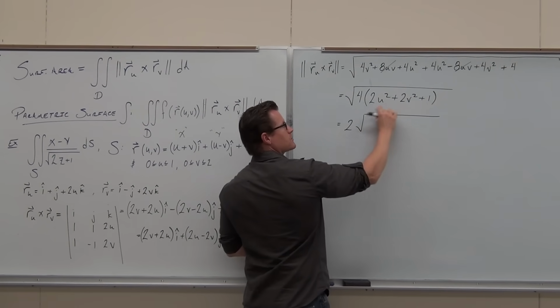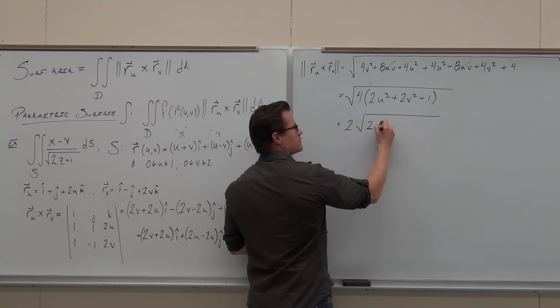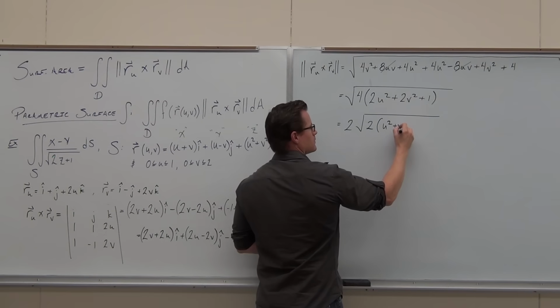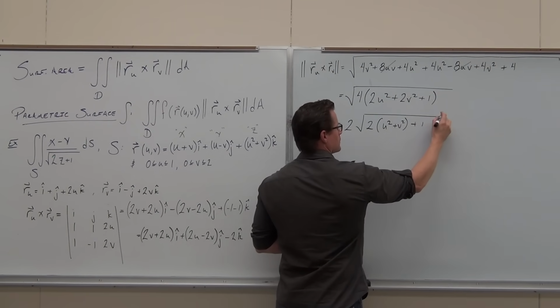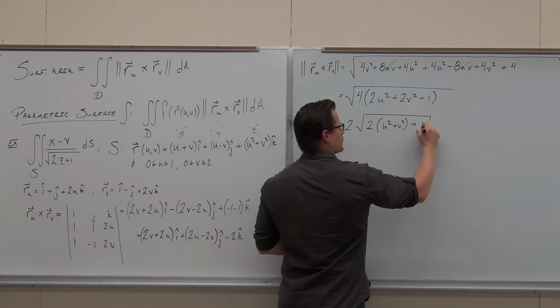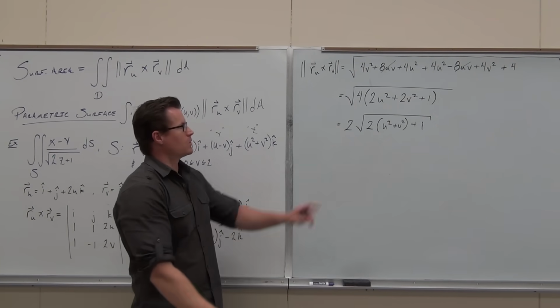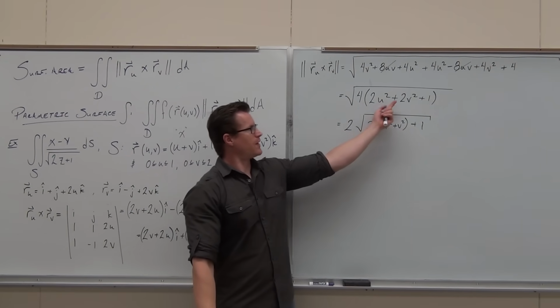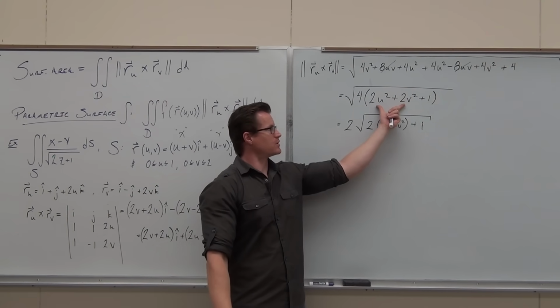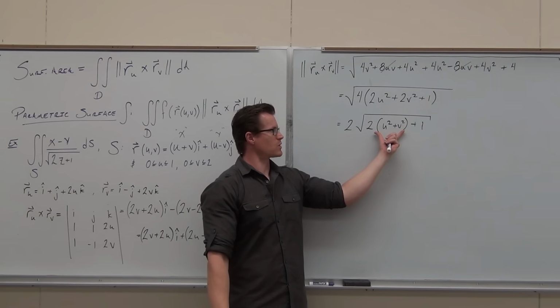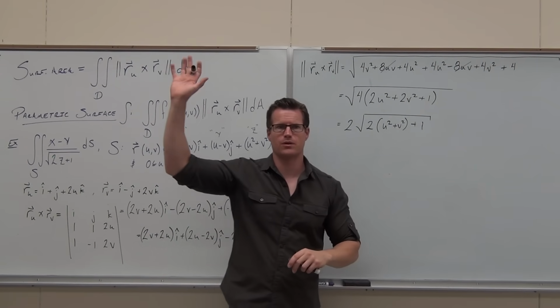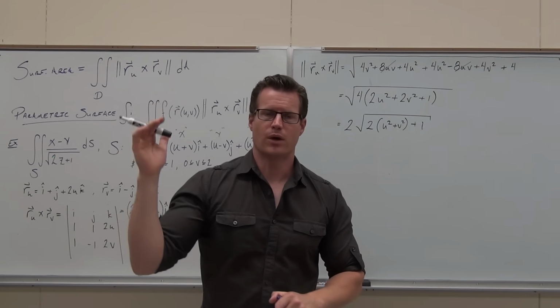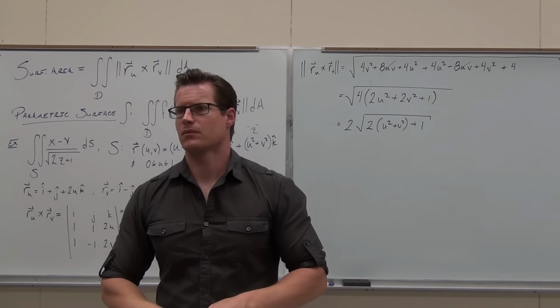I'm also going to factor this. You'll see why in a second. Make it just a little more concise. So the square root of 4 is 2. Factor 2 out of this, but not that one. So we have this 2 times the quantity u squared plus v squared, and then plus 1. So that's all the algebra on that one. What now?